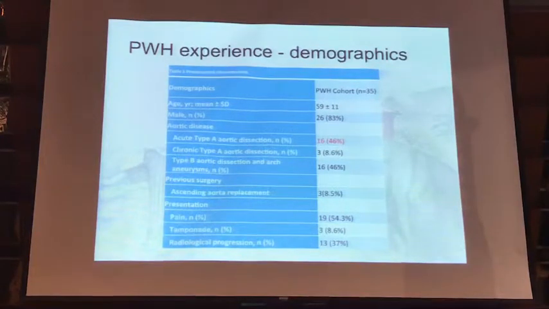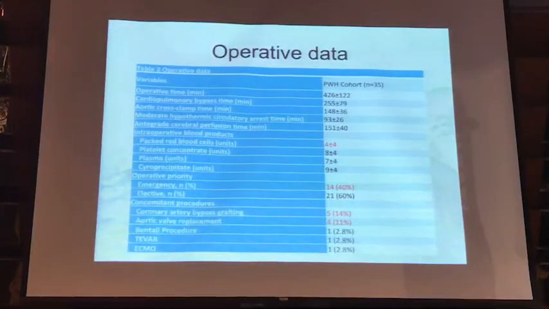In general, the patients are around 60 years old and predominantly male. In our series, 46% of all our cases of total frozen elephant trunk were in acute type A aortic dissection, and around 8.5% had a previous ascending aortic replacement. The operative time is variable because we are also doing combined procedures.